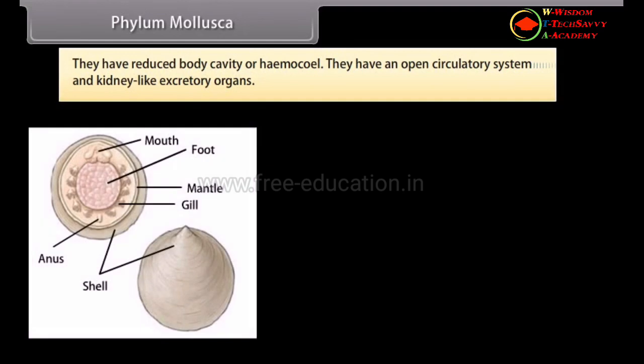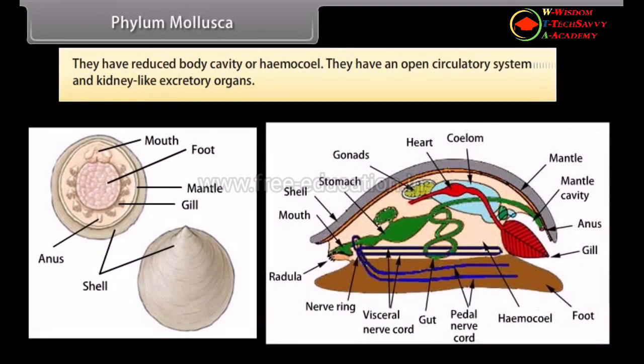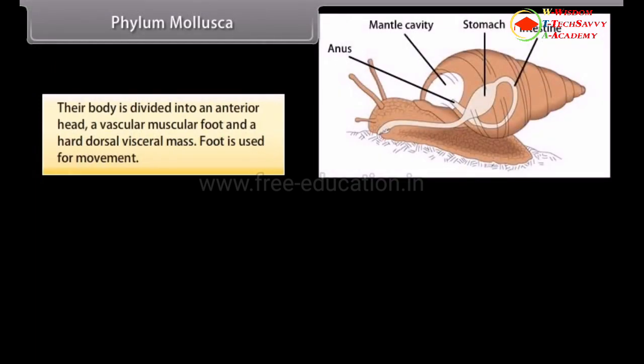They have reduced body cavity or hemocoel. They have an open circulatory system and kidney-like excretory organs. Their body is divided into an anterior head, a ventral muscular foot, and a hard dorsal visceral mass. Foot is used for movement.